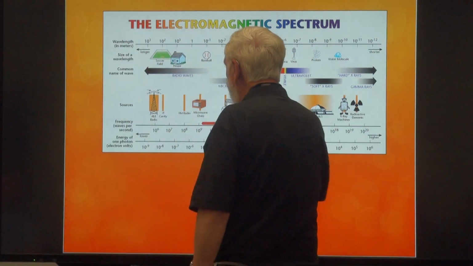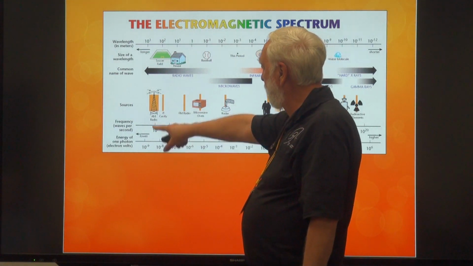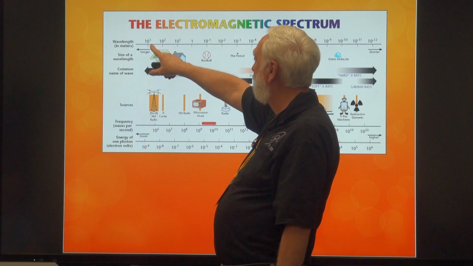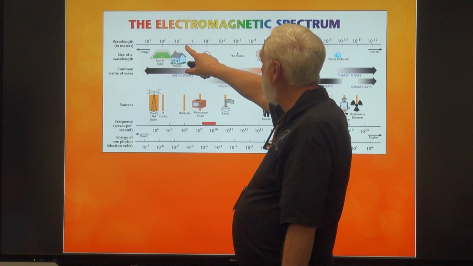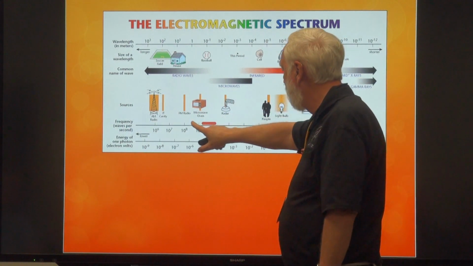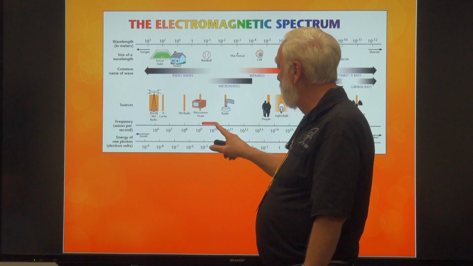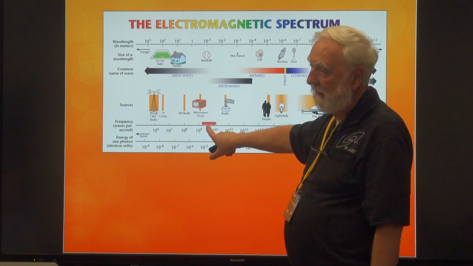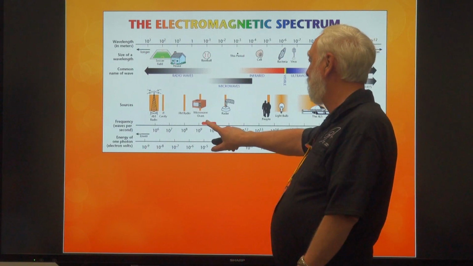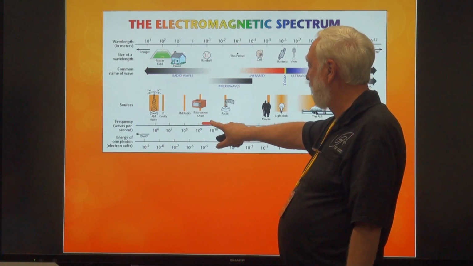And of course, we start out with AM radio, approximately 10 to the 3 meters in wavelength, and we move on to smaller and smaller wavelengths, and of course what that means is higher and higher frequency. Now this little area right here is the area that most amateur radio astronomers look in, around 20 centimeters, right in this area here.